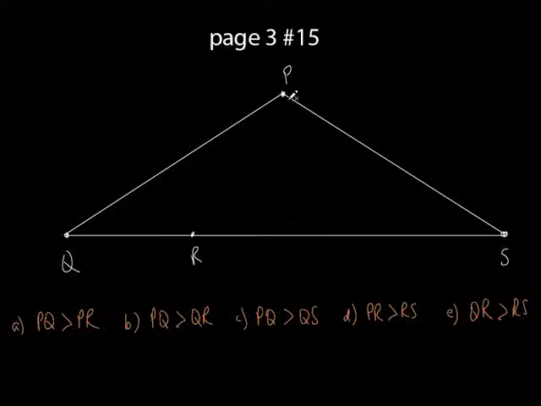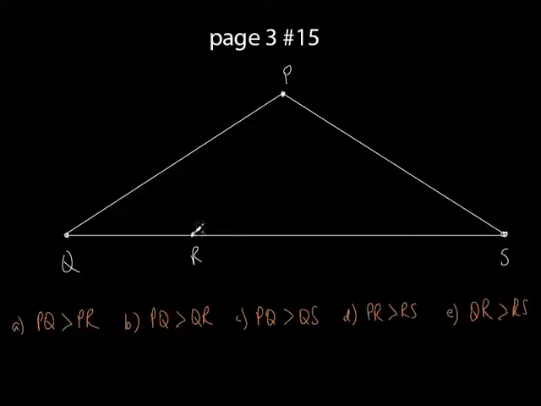Alright, let's look at this problem. It's not really a triangle. What they start off with is, they say that points Q, R, and S lie on line L. This bottom line, we'll call it line L, in that order. So Q has to go first, then R, then S.